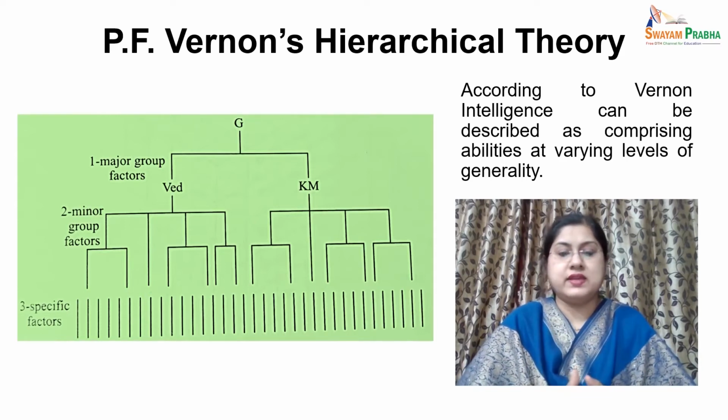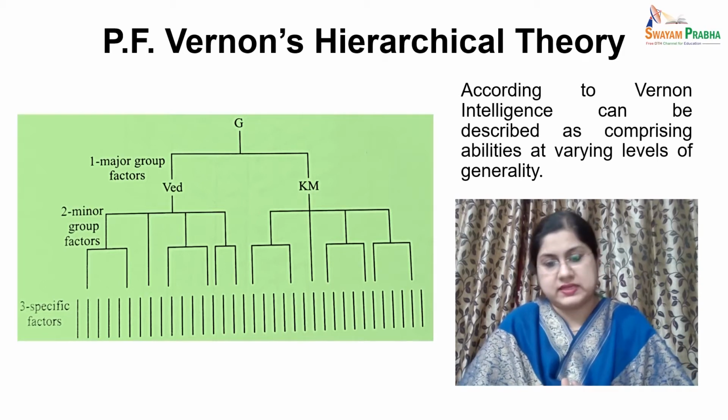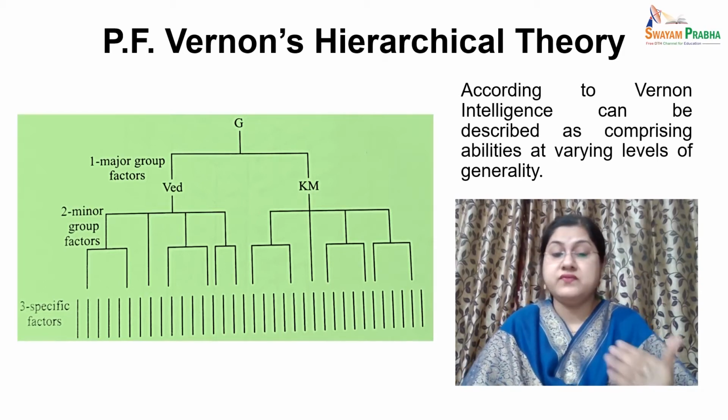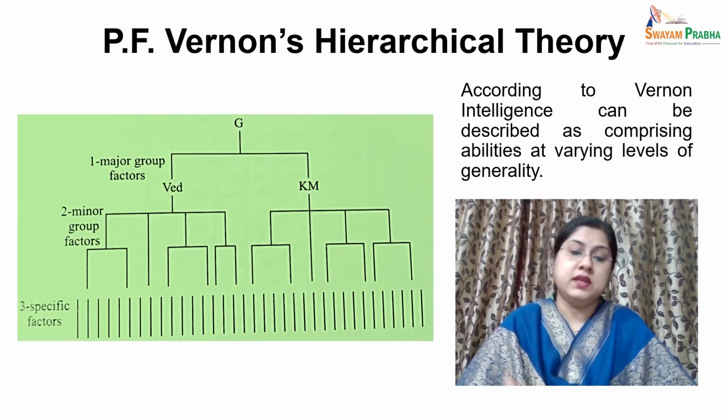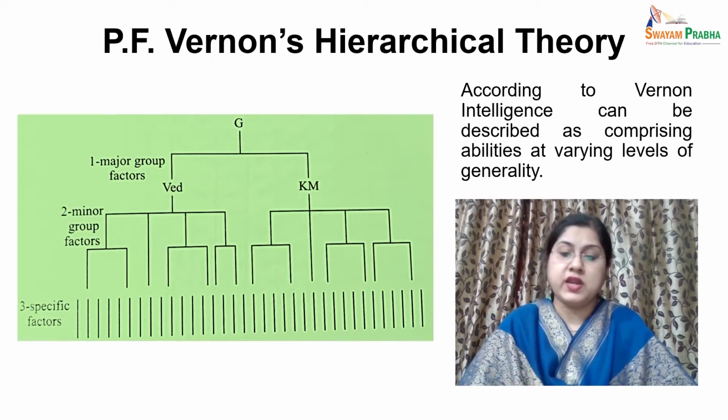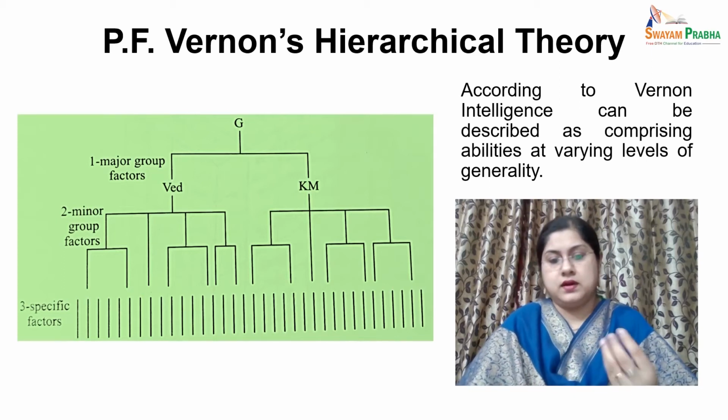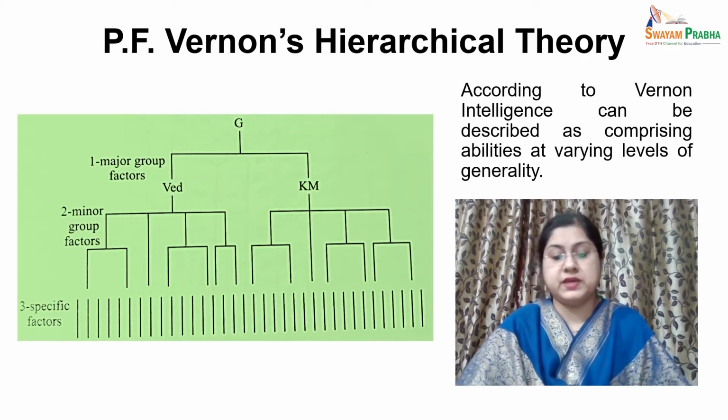So the next level is minor group factors, which are divided from major group factors. Then the fourth level is the bottom level, which is S, small s, or specific factor, which is again a term which was given by Spearman.